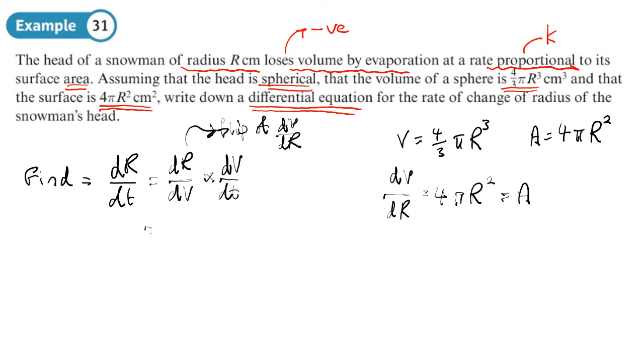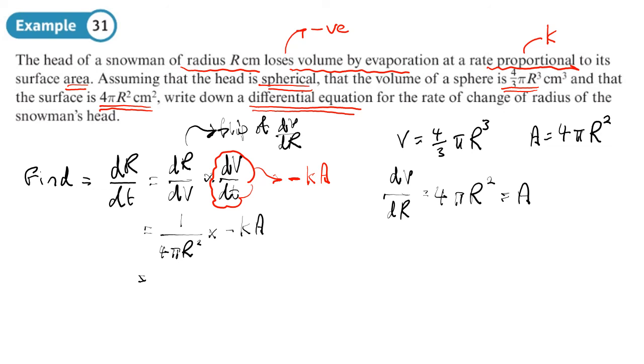Now I have dr/dV. Let's write that down first of all. So that's going to be 1 over 4 pi r squared. But I don't have dV/dt. I don't have an equation that I can differentiate to get dV/dt. But what does it say in the question? It does tell us something about dV/dt at the start here. The head of a snowman radius r loses volume, right? So minus, it loses its volume by evaporation at a rate which is proportional to the surface area. So I can write down dV/dt from the sentence that's there as minus kA.